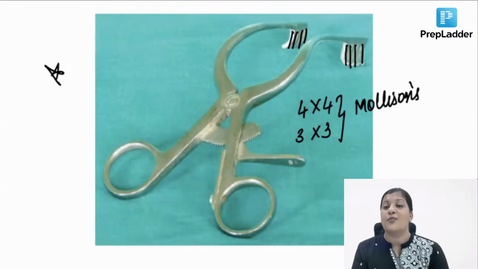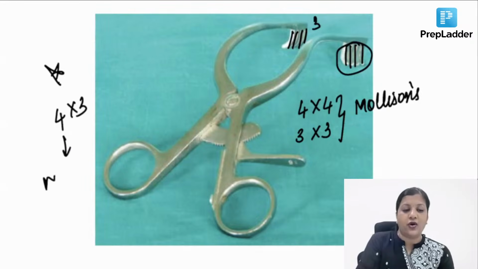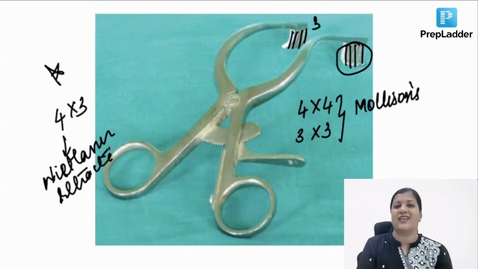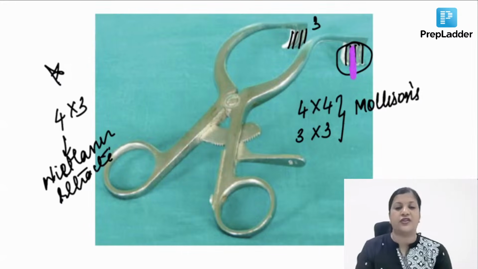So what is it called as? Mollison's self-retaining hemostatic mastoid retractor. But if it is 4 prongs on one side and only 3 prongs on another side, so if it is 4 by 3, then we call it as Wheat-Lanner's retractor. Okay, so what do we call it as? Wheat-Lanner's retractor.